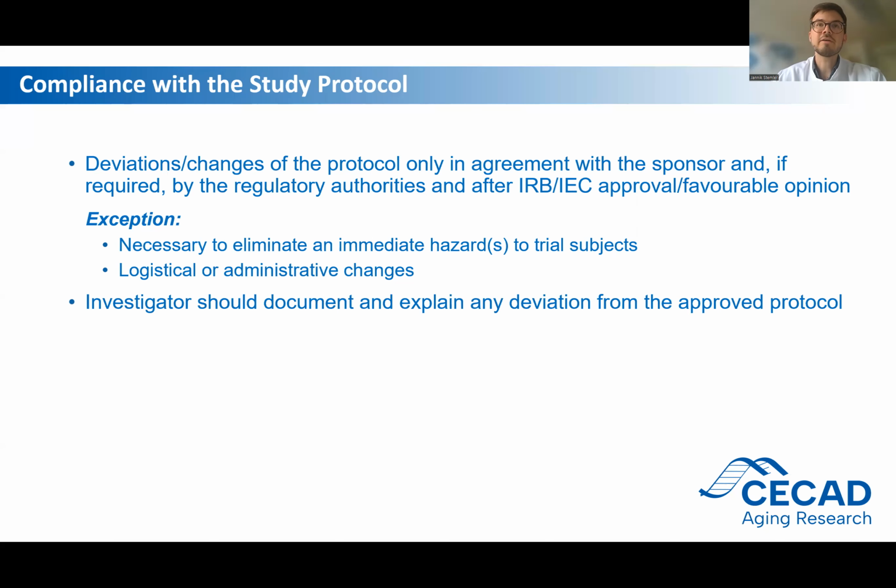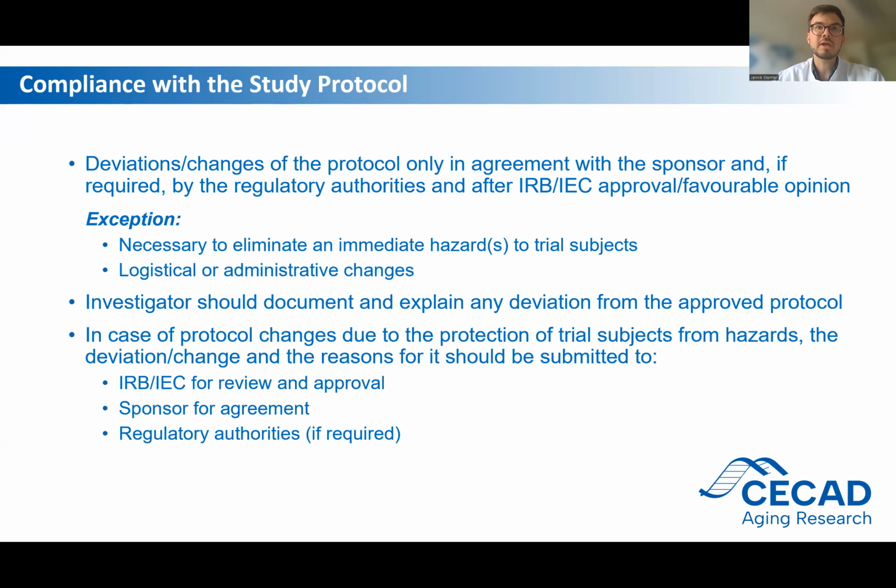The investigator or person designated by him should document and explain any deviation from the approved protocol. In case of protocol changes due to the protection of trial subjects from hazards, the implemented deviation or change and the reasons for it, and if applicable, also the proposed protocol amendment should be submitted to the IRB and the ethics committee, again, for review and approval, to the sponsor for agreement if this is required, and to the regulatory authorities if this is required.